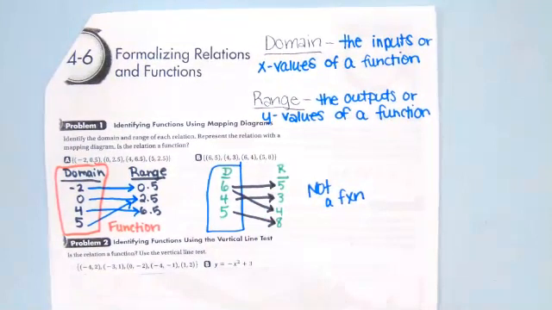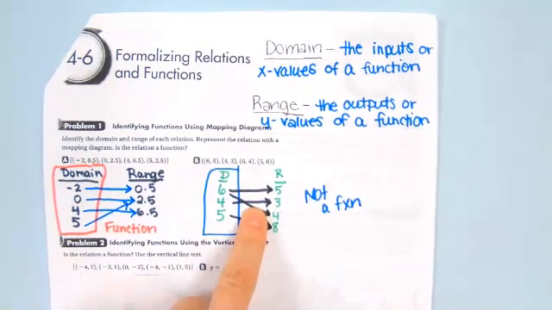Okay, so that's the first thing, is using, first of all, knowing domain and range, right? And using mapping diagrams. So a lot of times on NWEA, they will give you the arrow diagram like this, and they will ask you, is this a function or not a function?